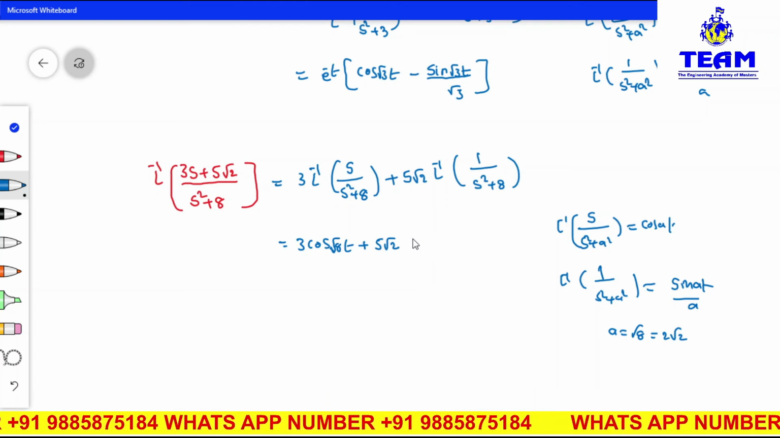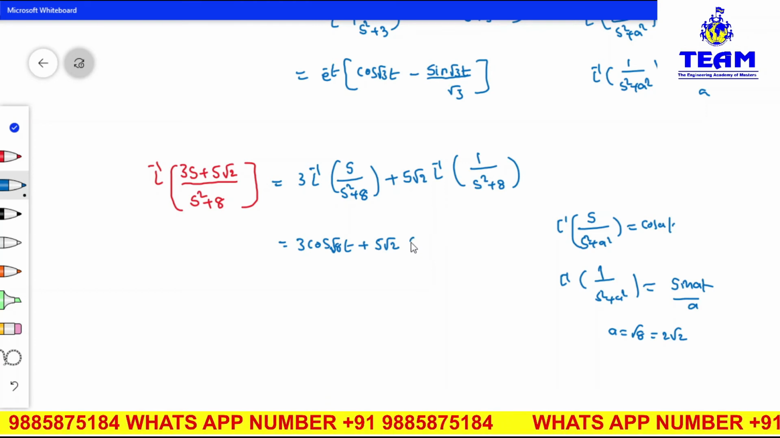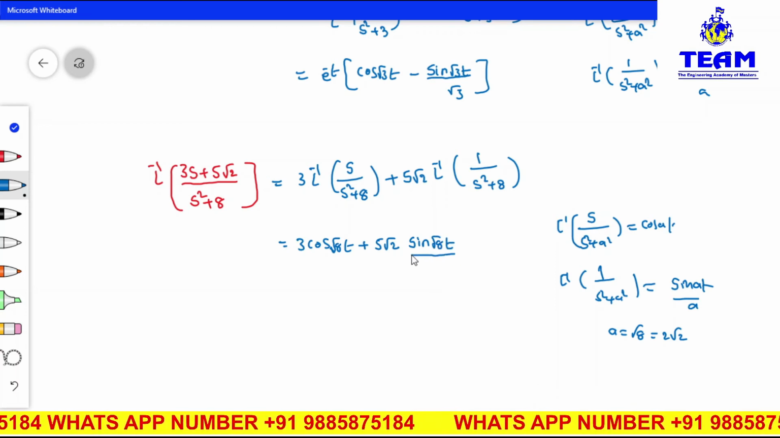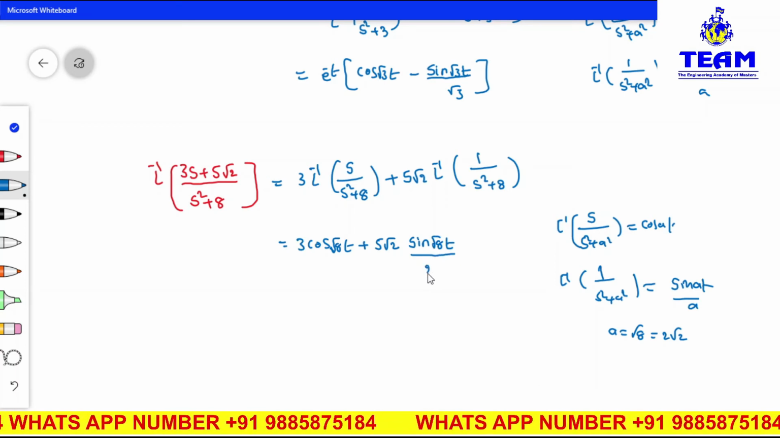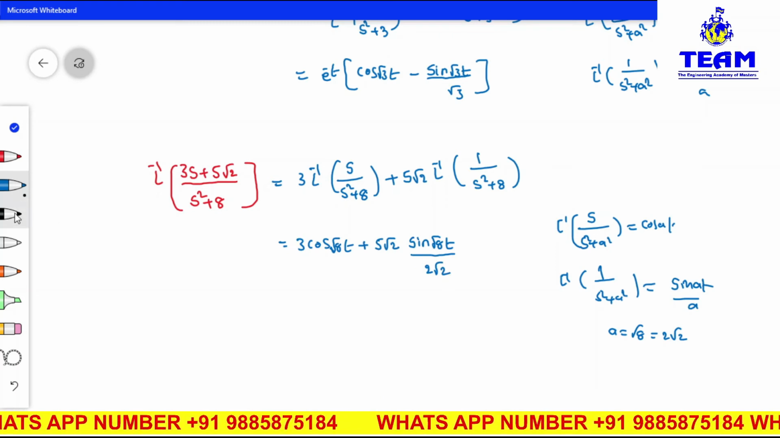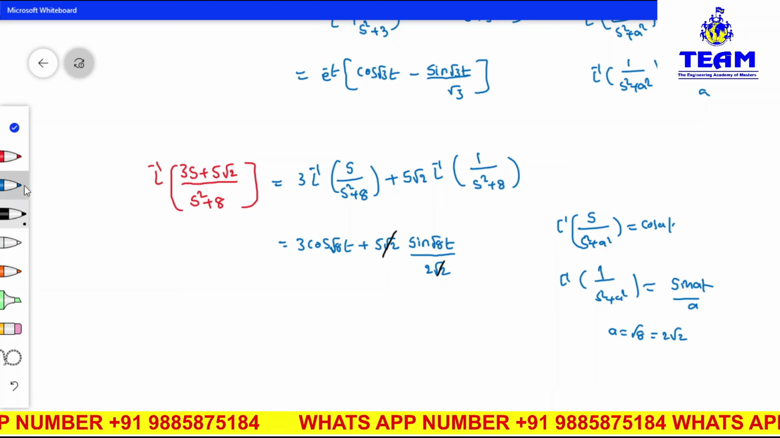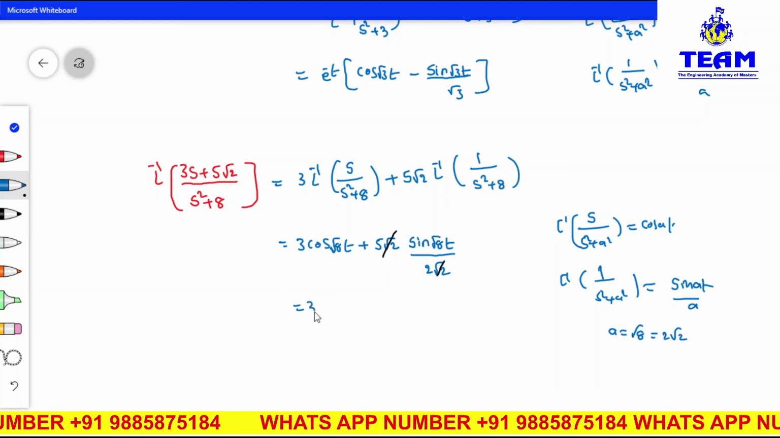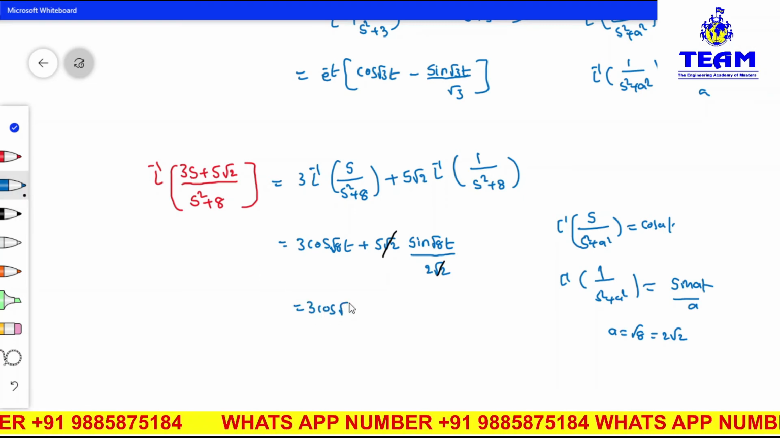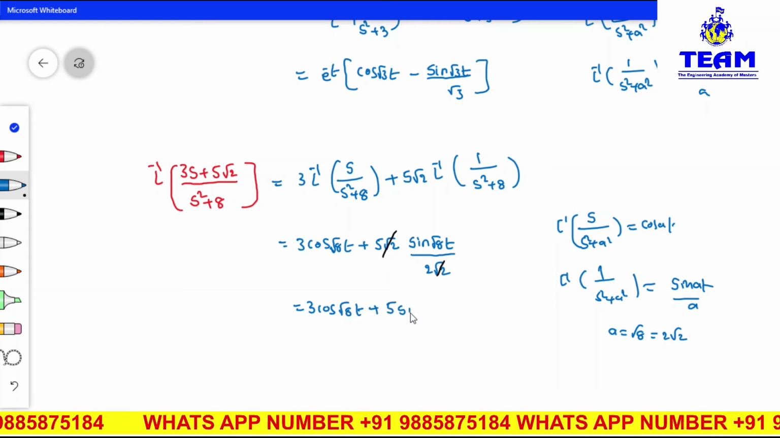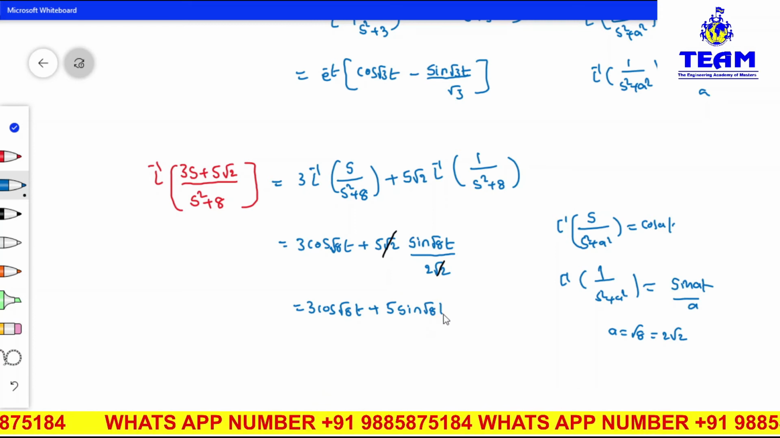plus a square form. So sin at by a, a is here root 8. So sin root 8t by root 8. Root 8 I can write as 2 root 2 because the numerator has root 2, so this root 2 and root 2 get cancelled. Then we will have t into cos of root 8t plus 5 into sine of root 8 into t.